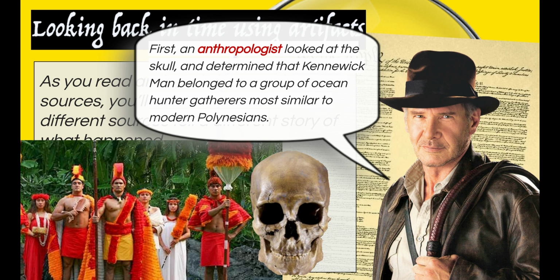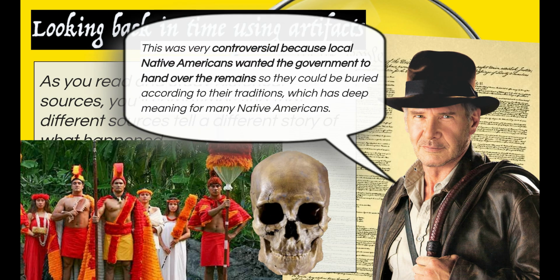And just so you know, an anthropologist is a scientist who studies humans, right? Humans of the past mostly, but also humans of the present. And Polynesia is a region in the southern Pacific Ocean. It's near New Zealand and Australia. So the anthropologist looked at the skull, its shape, its characteristics, and determined that Kennewick Man must have originated from Polynesia in the southern Pacific Ocean. This was very controversial because local Native Americans wanted the government to hand over the remains of Kennewick Man so they could bury him according to their traditions, right? Which has deep meaning for many Native Americans.